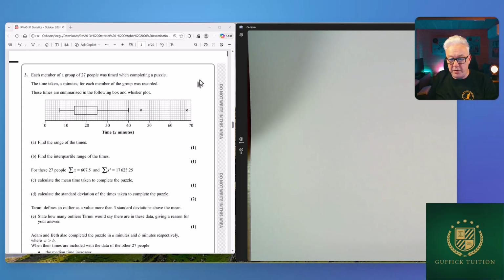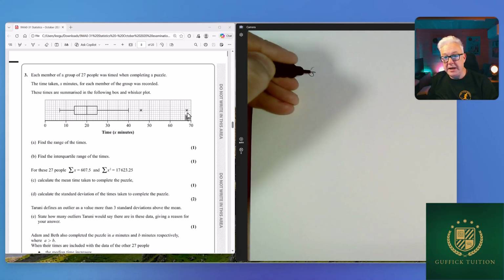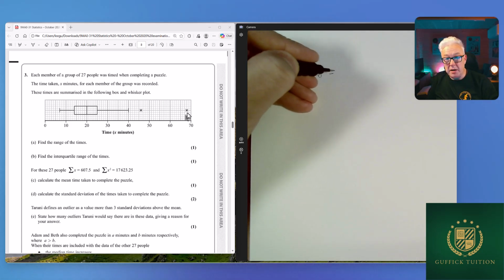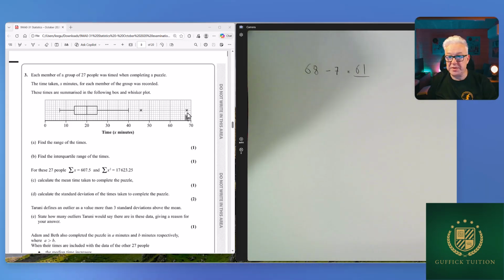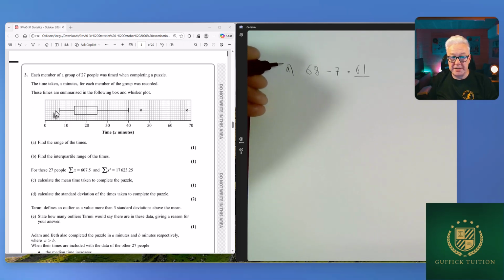Now, a common error here in this question is to exclude the outliers. The common mistake is that people would say that the range is from 40 all the way down here to 7, where in fact the range is still starting at 68. So even though 68 is an outlier, we do still include it when we're calculating the range. Therefore the range of times is going to be 68, this outlier here, take away 7.